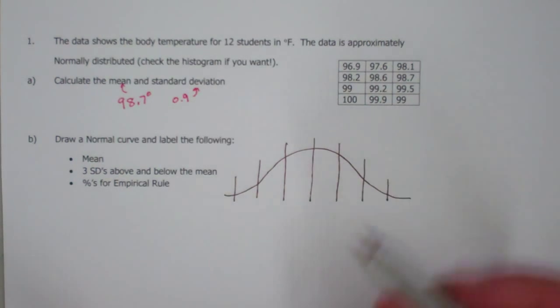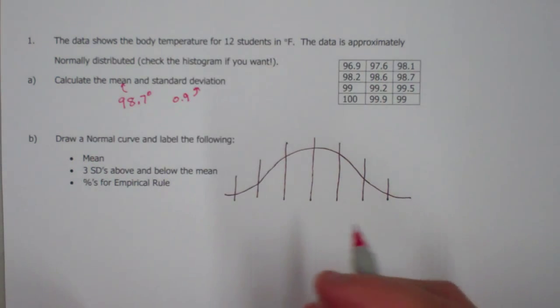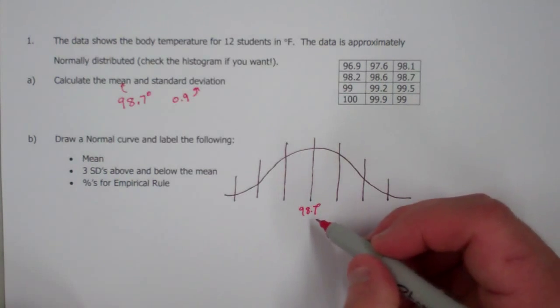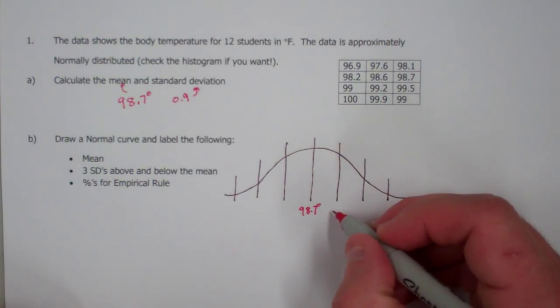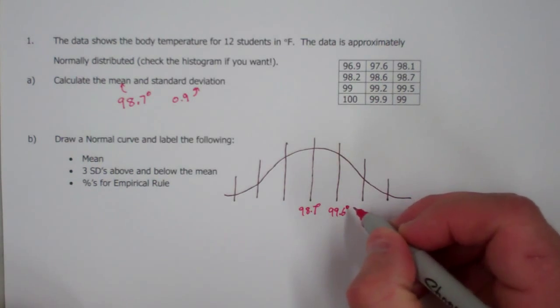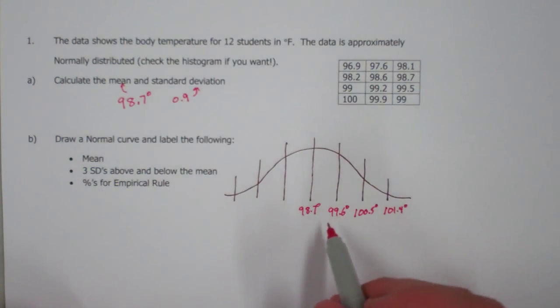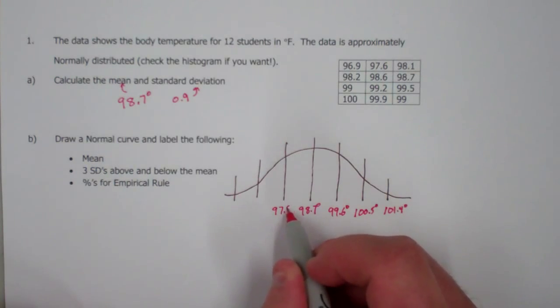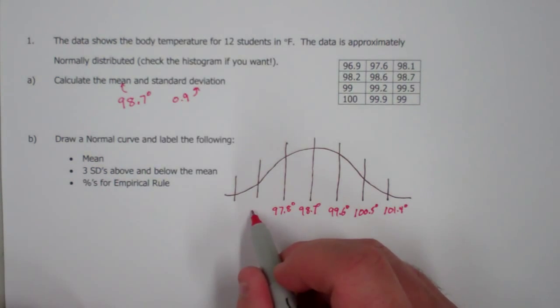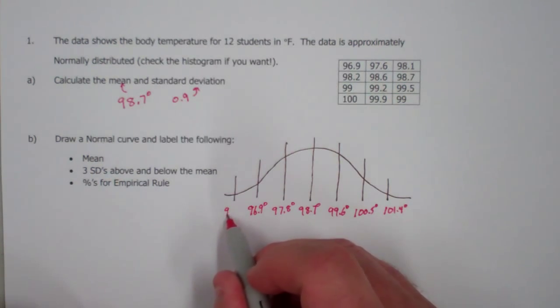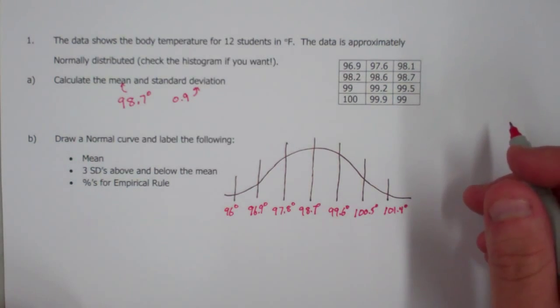And we'll label that with the information that we're given here. So 98.7 is going to go right here in the middle. We're going to add 0.9 to that, so that would be 99.6 right here. Add another 0.9, so we're at 100.5, and then if we add another 0.9, we're going to be at 101.4 degrees. If we subtract here, we'll get 97.8. Subtracting again, we've got 96.9, and one more time, we've got 96 degrees.